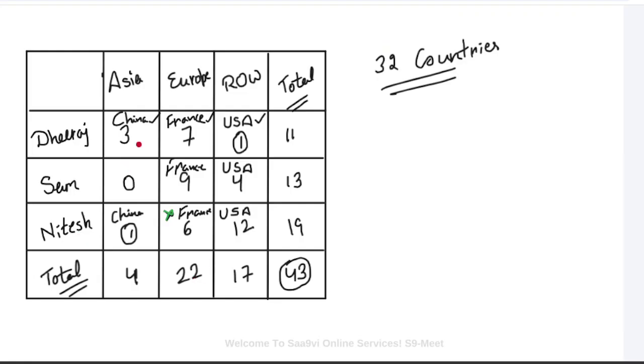So, if I talk about Asia, they have visited 4 countries. How many are unique? Out of 4, China is repeated. That means 2 more countries have to be there. That means in Asia, we have 3 countries. Unique countries, not the visits. Please understand that. There are 4 visits, but the number of countries in Asia, we have only 3 unique.